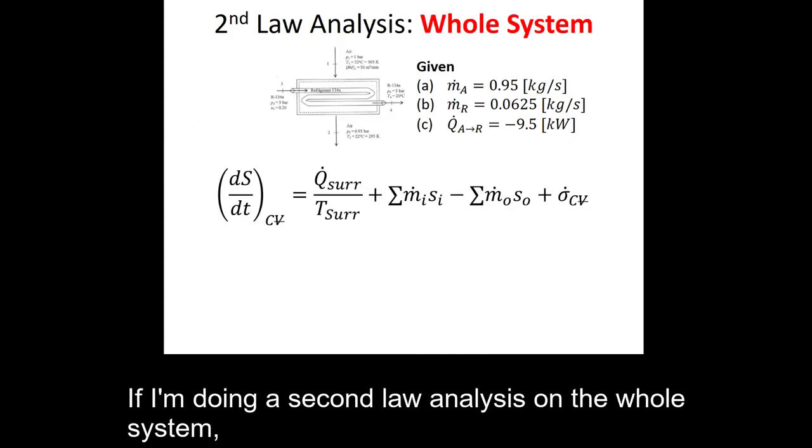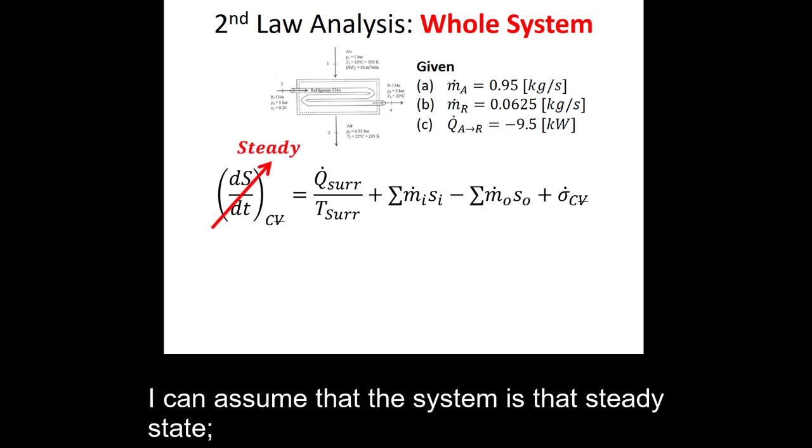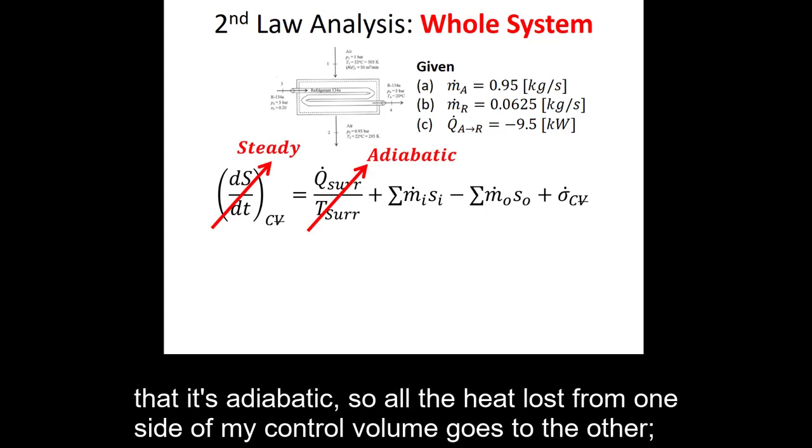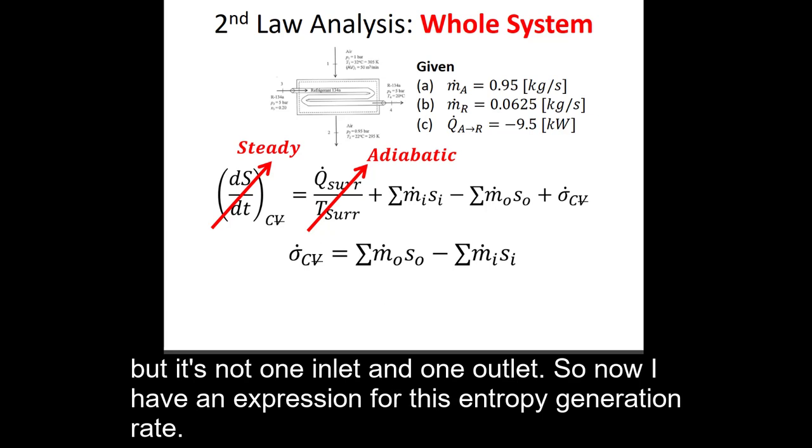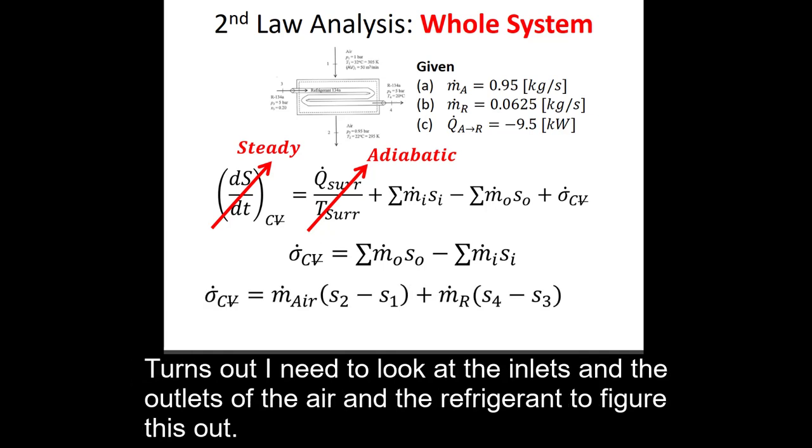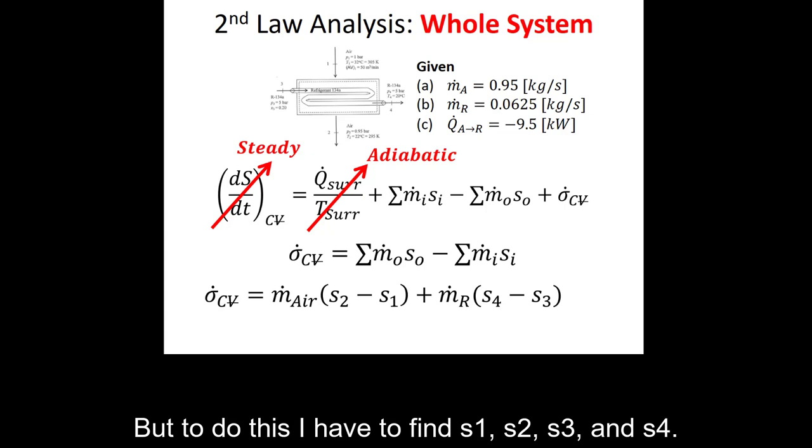If I'm doing a second law analysis on the whole system, I can assume that the system is at steady state, that it's adiabatic, so all the heat lost from one side of my control volume goes to the other. But it's not one inlet and one outlet. So now I have an expression for this entropy generation rate. It turns out I need to look at the inlets and the outlets of the air and the refrigerant to figure this out. But to do this, I have to find s1, 2, 3, and 4.